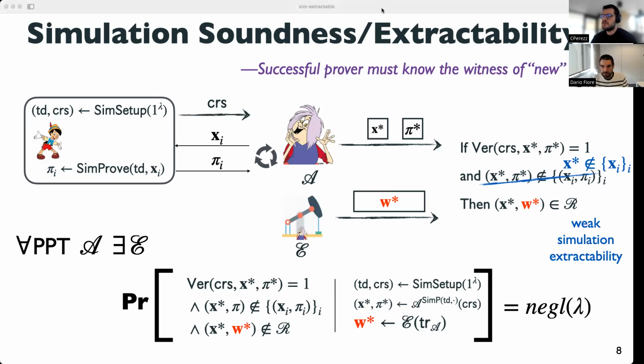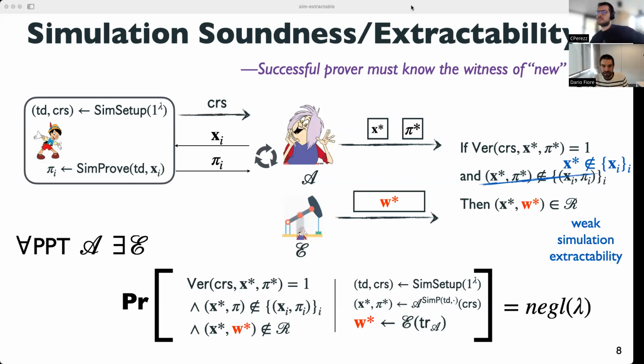Is there any other use case aside from re-randomization of proofs where this can be useful? You mean weak simulation extractability? Yeah, exactly. I think it's up to the application. I don't have something in mind, but it really depends on the application. Re-randomizability, where anonymity matters, is a good use case.